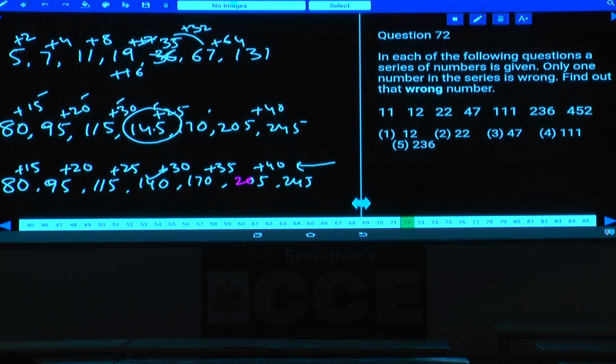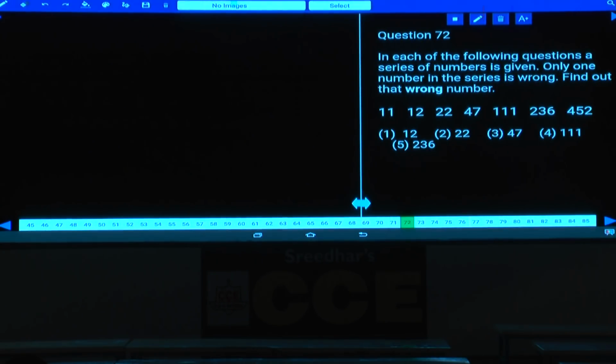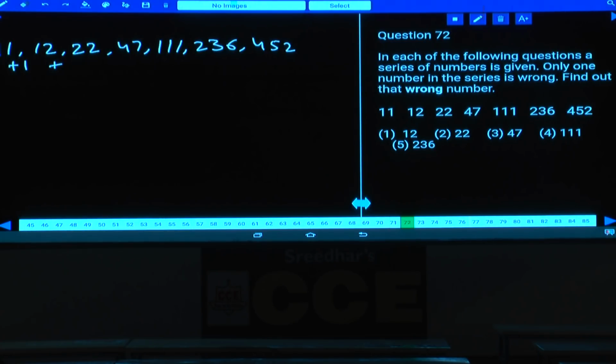Question number 72. 11, 12, 22, 47, 111, 236, 450. Now 11 and 12, tell me what is the difference here? 1. 12 and 22 the difference is how much? 10. 22 and 47 the difference is how much? 25, isn't it? Next one 47 and 111 the difference is 64. Here the difference between these two is 125. Here it is 216. Then what are these numbers here?